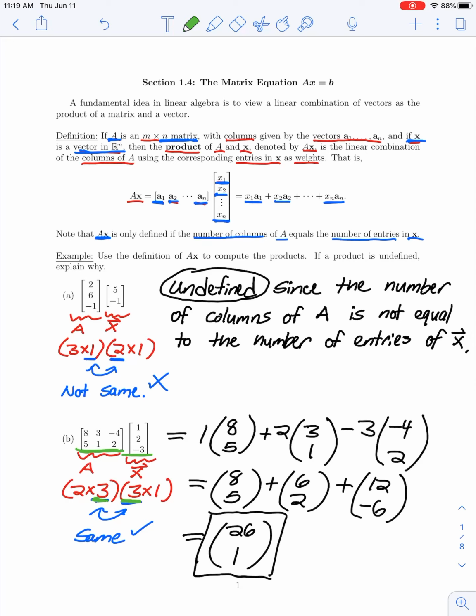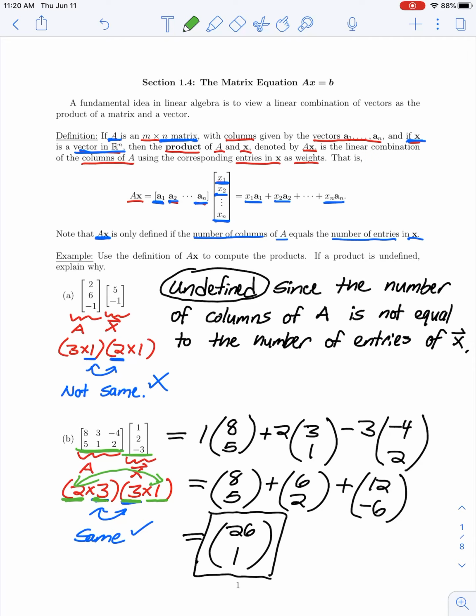So to get the size of this product, we're going to look at the outer entries. So here the size of our product will be a 2 by 1. So the number of rows is the same as the number of rows of A, and the number of columns is the same as the number of columns of x. And here, since we're working with x as a vector, we always have just one column in this case.